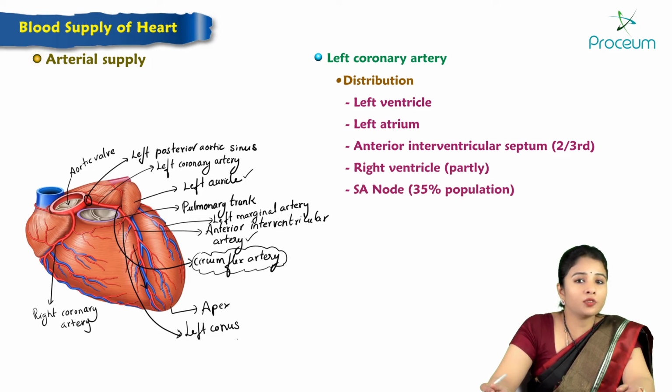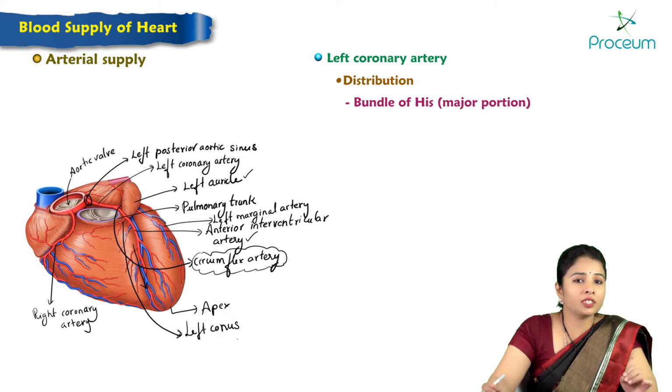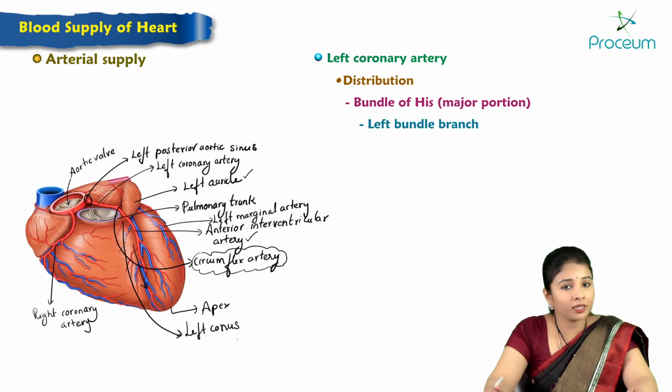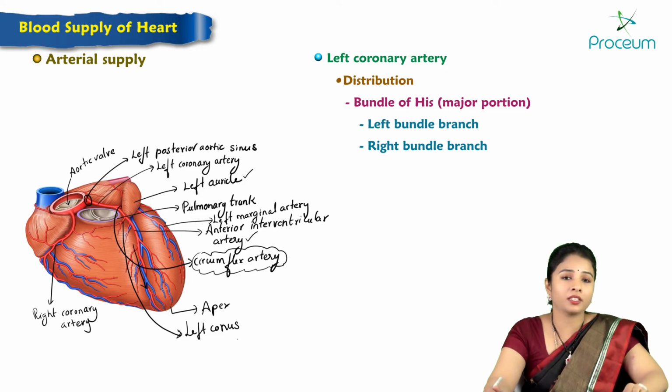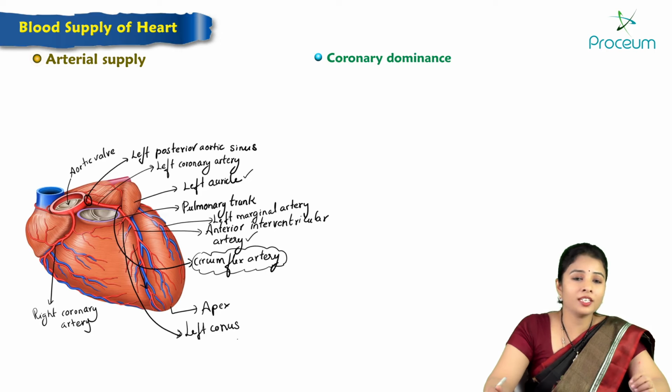And in 35% of the population, we see the SA nodal artery getting its origin from the left coronary artery, and in 20% of the population the AV nodal branch also comes from the left coronary artery. Major portion of the bundle of His is supplied by the left coronary artery via its two branches called left bundle branch and right bundle branch. So this completes the distribution of the left coronary artery, and we shall discuss coronary dominance.